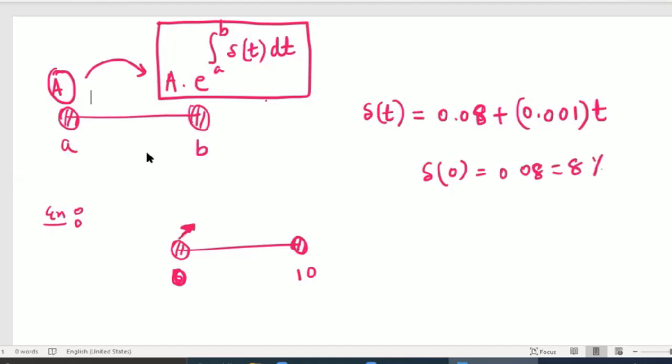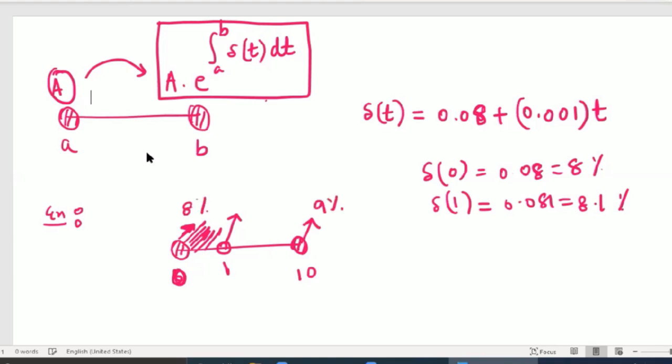If you go to the next point, every point you can find, you put 1 here. If you put 1 here, that is 0.081, that is 8.1%. So it's increasing. That way, if you go to 10, this will be 9%. So from 8% to 9%, it's growing.